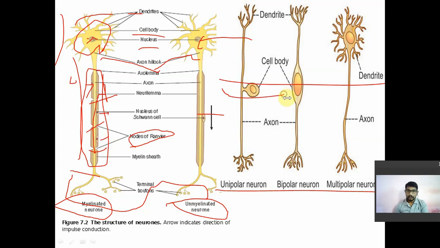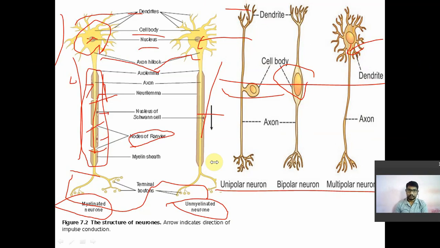You can see the first. The second one is bipolar, where the cell body is in between these two. And that is a multipolar neuron. In the case of a multipolar neuron, the cell body is wrapped inside the dendrites. Then depending on the length of the axon they are also classified. Depending upon the length of the axon, nerve cells are also classified as long nerve and short nerve.